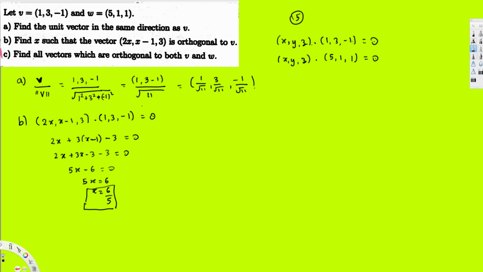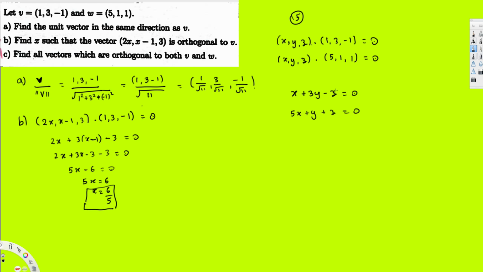So if I dot product the first one, I will get x plus 3y minus z equal to 0. Then the second one is going to be 5x plus y plus z equal to 0.